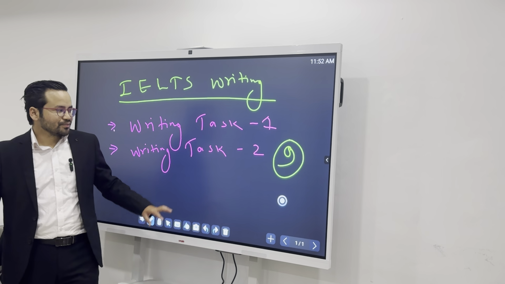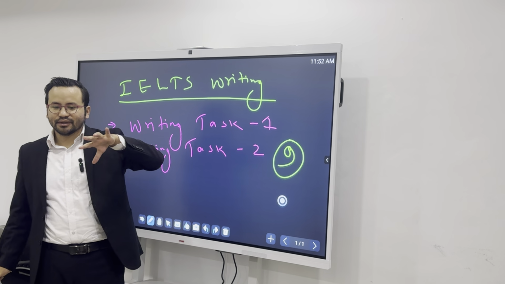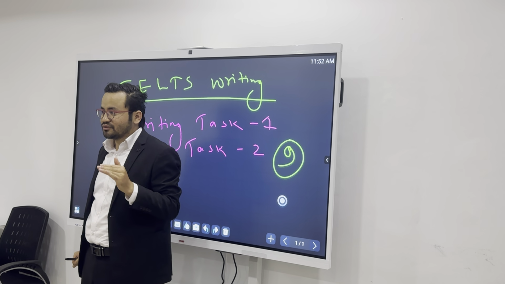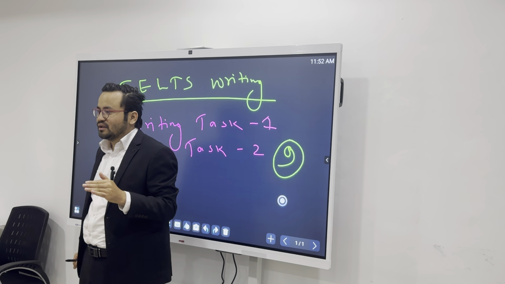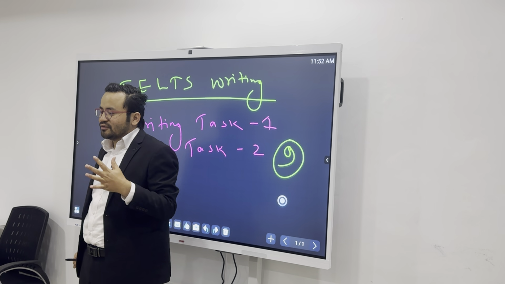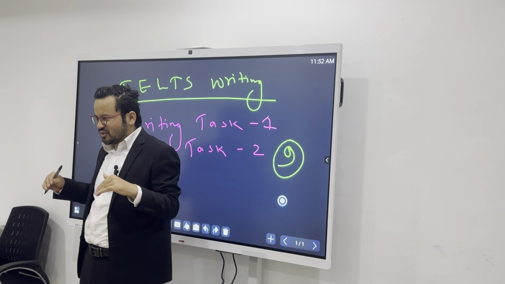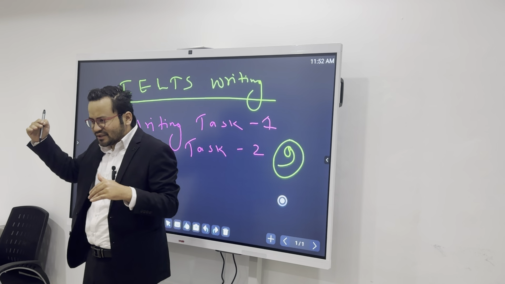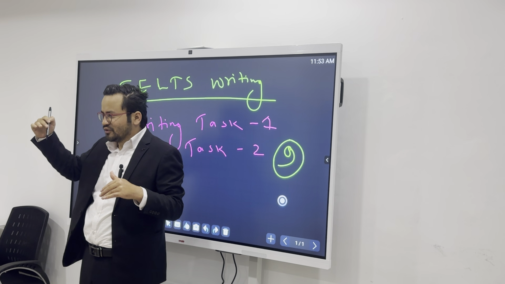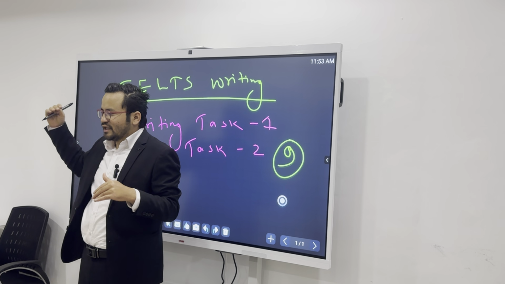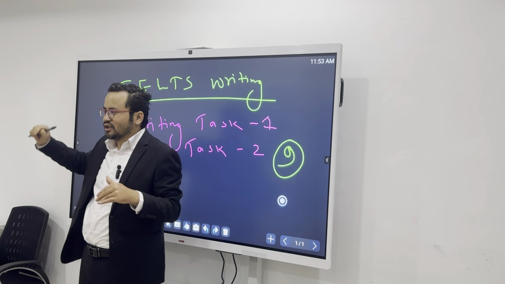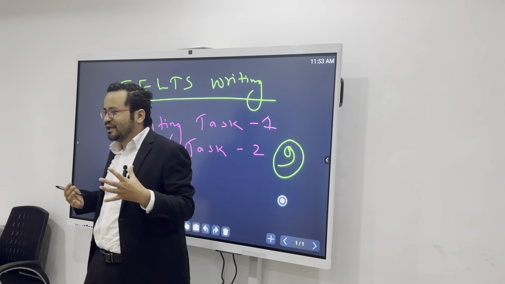The average band score in the world that people get on writing is 5.5. But that's a very low band score. Most people want at least a 6 band score on writing to get admission at very good universities in Australia, Canada, USA, and other countries like the UK. So we'll try to really get a good one.